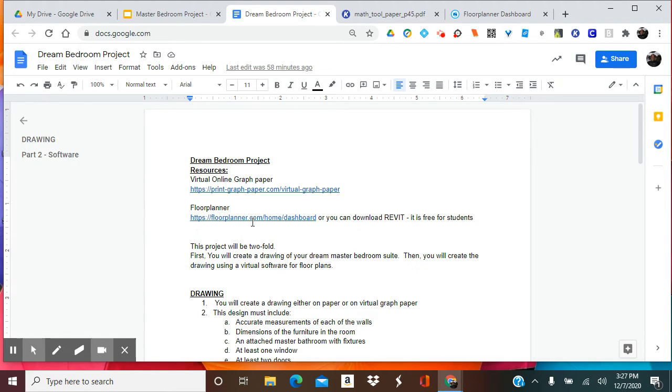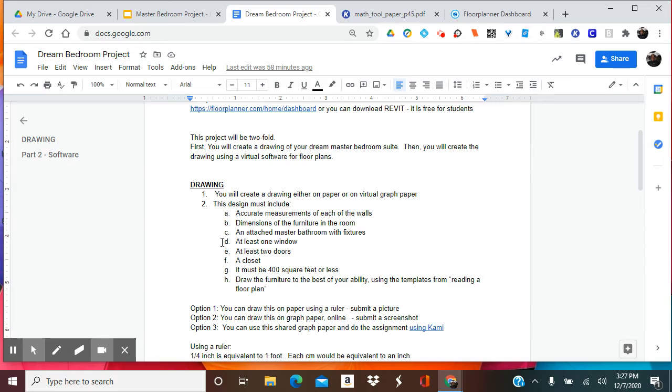So this is the floor planner dashboard right here. This has the link to where you're going to go. This is a link to graph paper. Okay, so if you want to use that, this is the criteria.